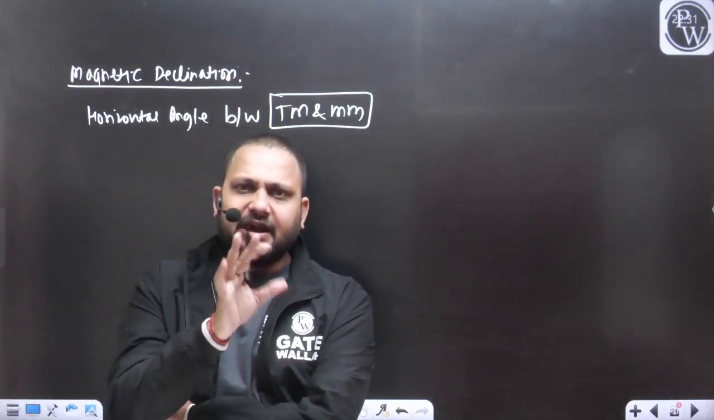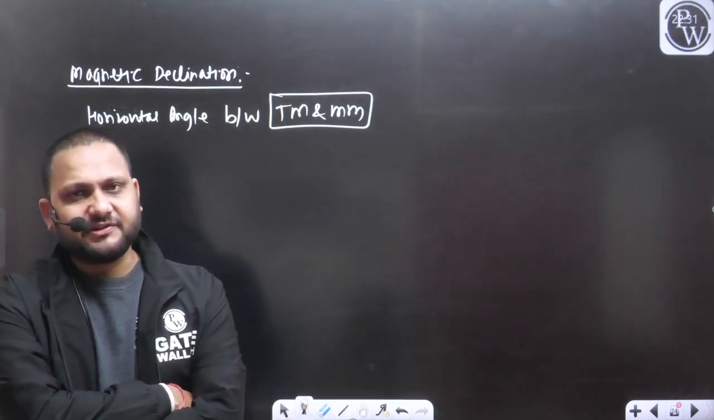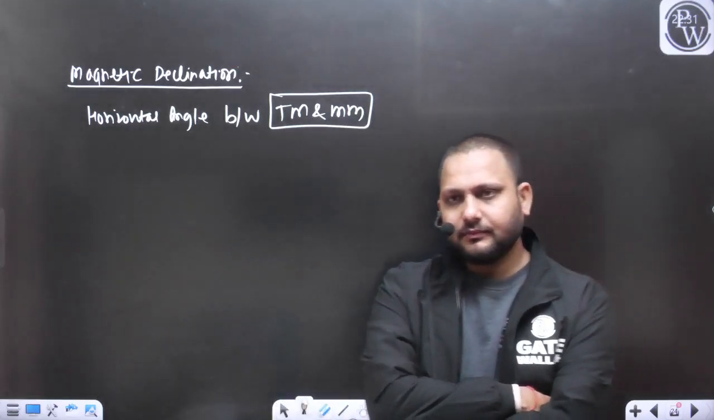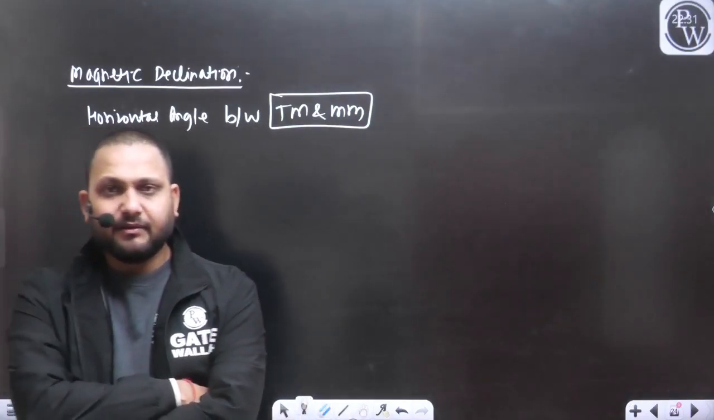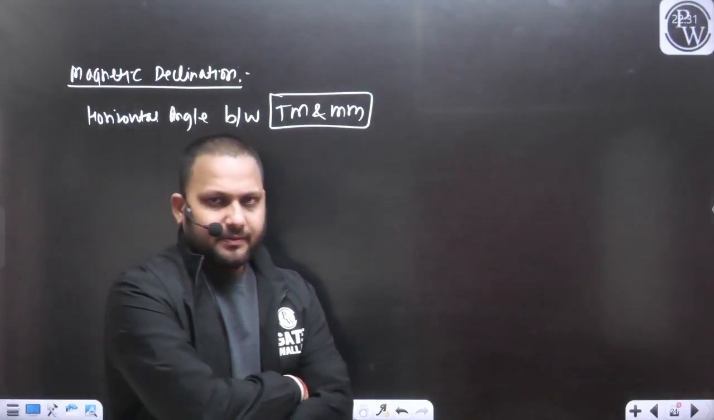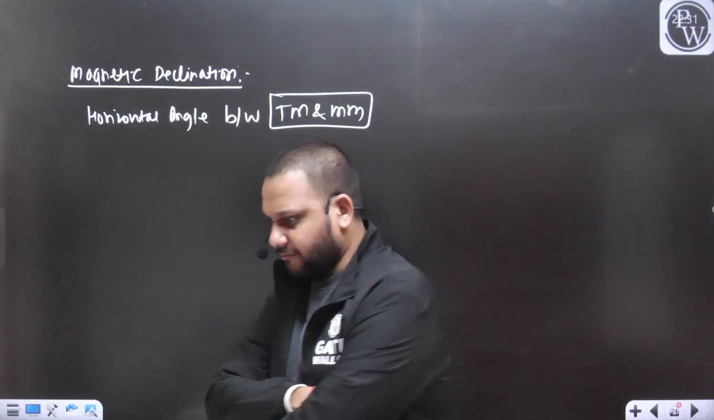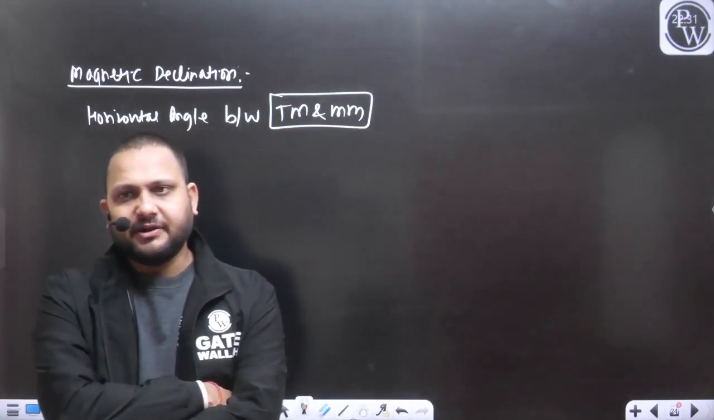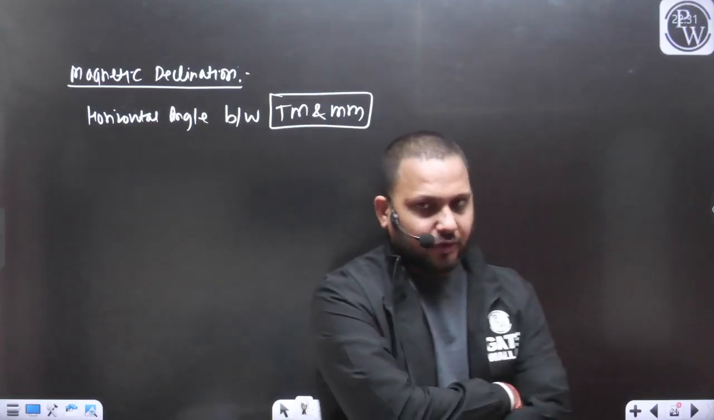But as this tilt angle will change, there may be a change in the position of the magnetic meridian, but the true meridian is going to remain the same. I think there is no problem with this point. This point is clear to everyone, yes or no?